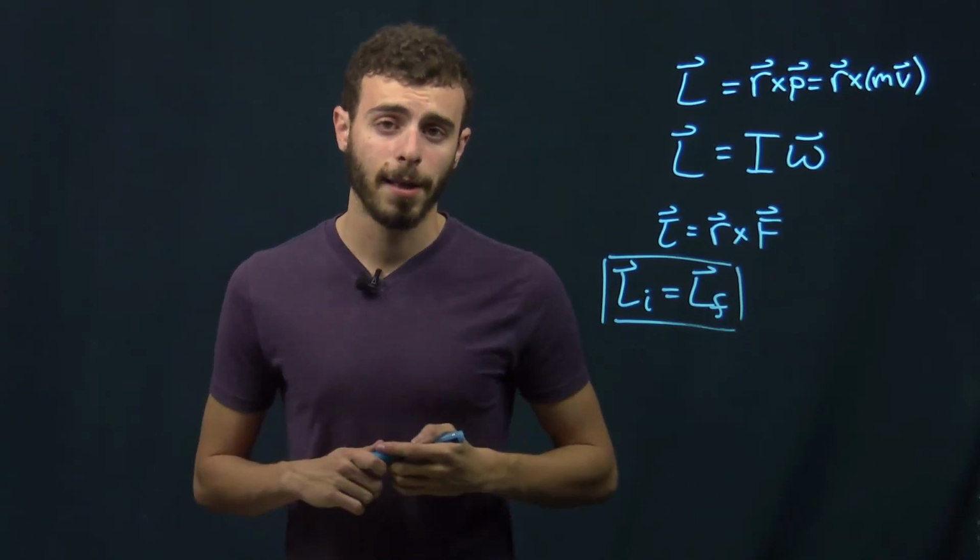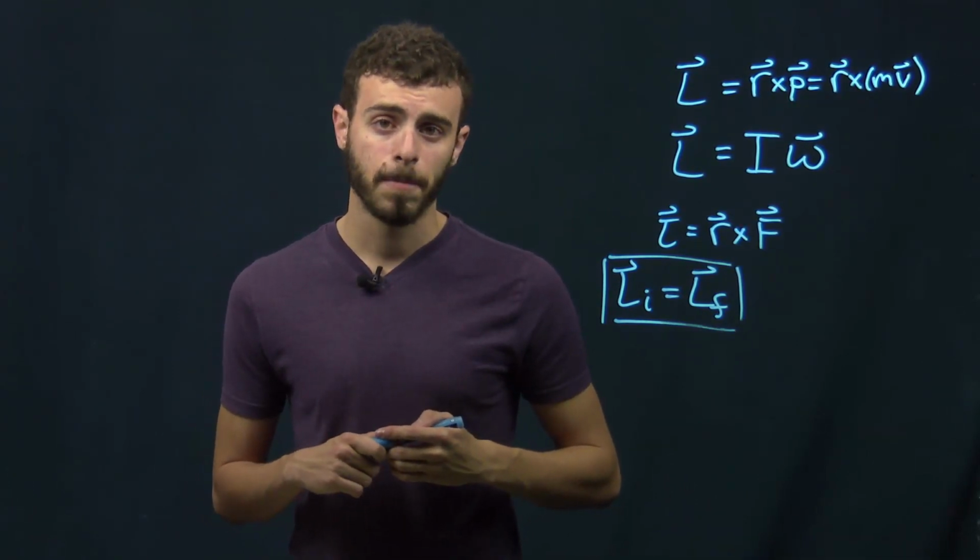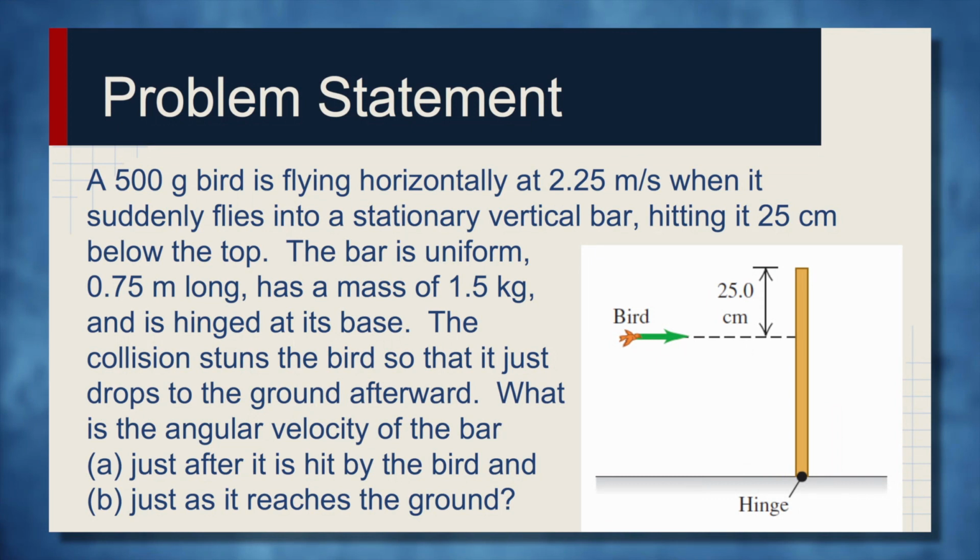Okay, so let's go ahead and look at today's problem statement. A 500-gram bird is flying horizontally at 2.25 meters per second when it suddenly flies into a stationary vertical bar, hitting it 25 centimeters below the top. The bar is uniform, 0.75 meters long, has a mass of 1.5 kilograms, and is hinged at its base. The collision stuns the bird so that it drops straight down to the ground. What is the angular velocity of the bar, A, just after it is hit by the bird, and B, just as it reaches the ground?